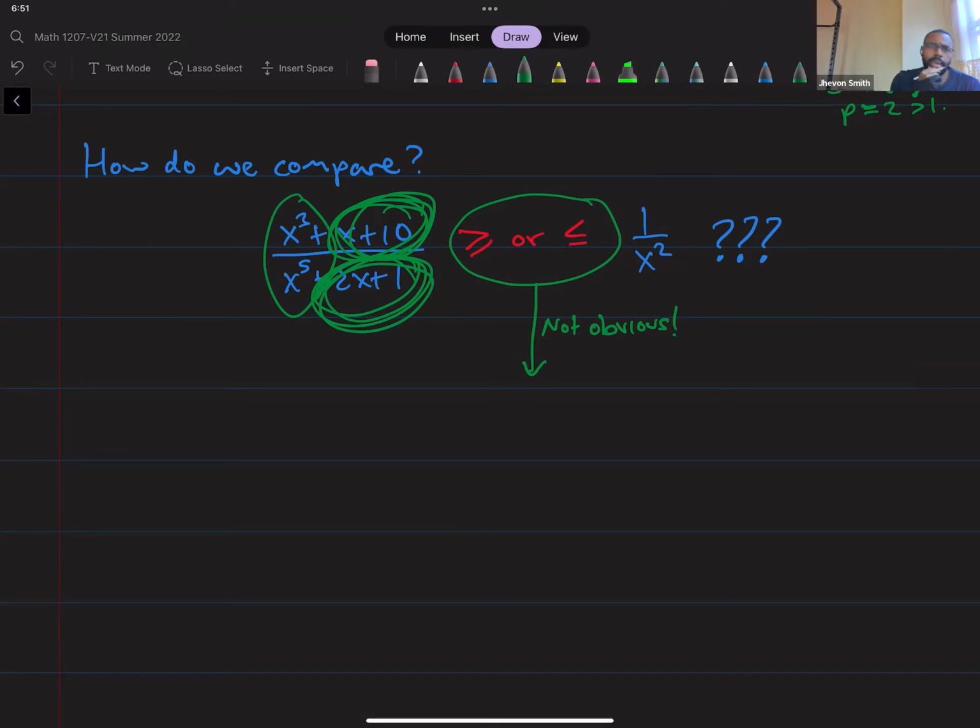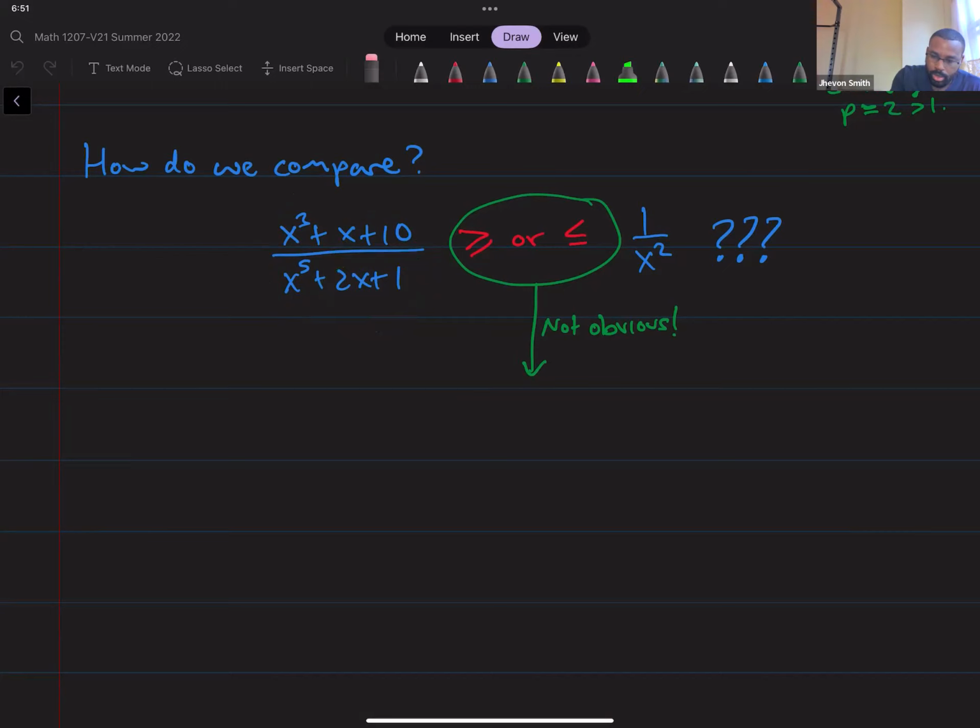Now you can make an argument for why the 2x plus 1 would have a greater effect than the x plus 10, and so the denominator actually makes the thing smaller more than it makes the thing larger, and you have to actually discuss that and talk about it. But at the end of the day, it's not obvious. It's something that you'd have to put a lot of thought into, and I would say it's not actually worth it to put in that thought.